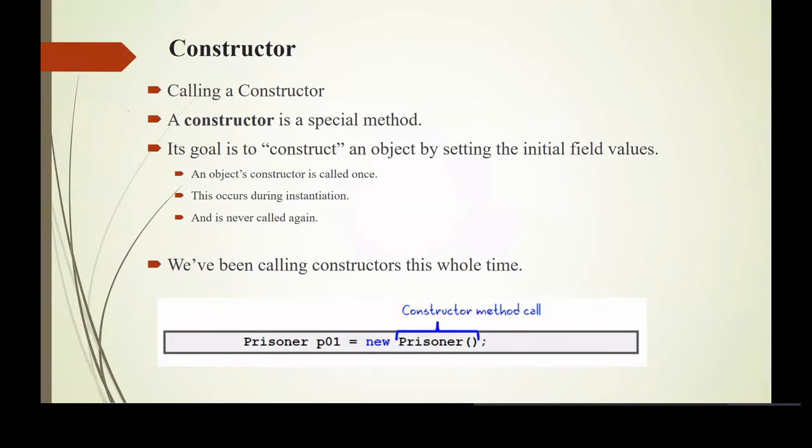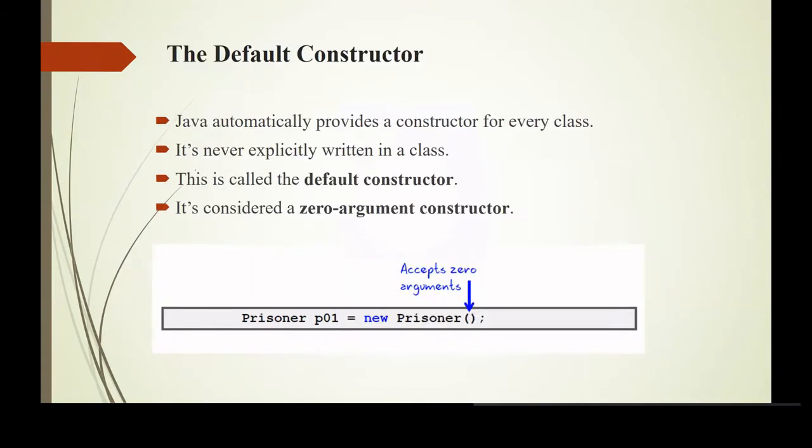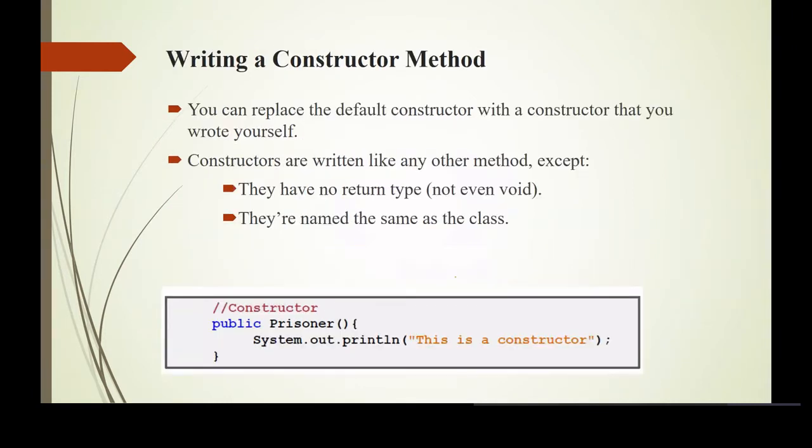So why do we need to use the constructor? Because when you call the new method, you already make a call for the constructor. You can also have zero arguments, which is called the default constructor. The default constructor contains nothing, except no argument. We call it zero argument constructor, or default constructor. We can have another constructor that takes a variable.